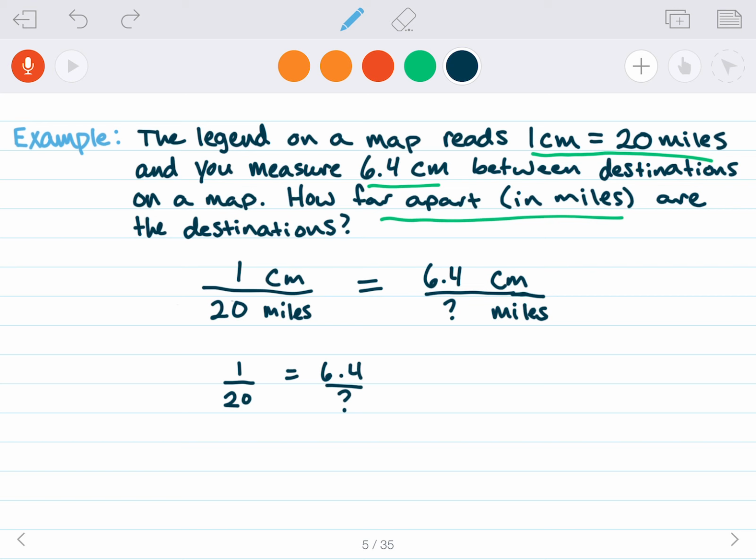So the first thing I'm going to do is multiply both sides by 20 to get rid of that denominator right there. And you could do it in a different order. It doesn't matter. So on the left, when we do that, we just get 1. On the right, 6.4 times 20 over 1. Well, it's just 6.4 times 20. That's going to give us 128. And we still are over the question mark.